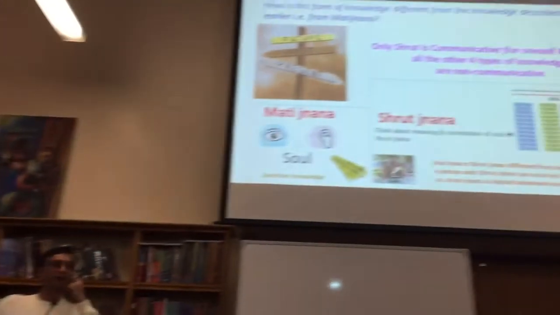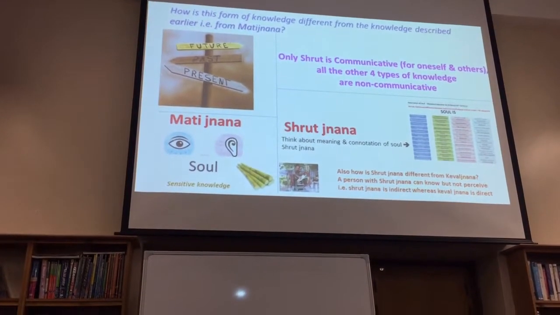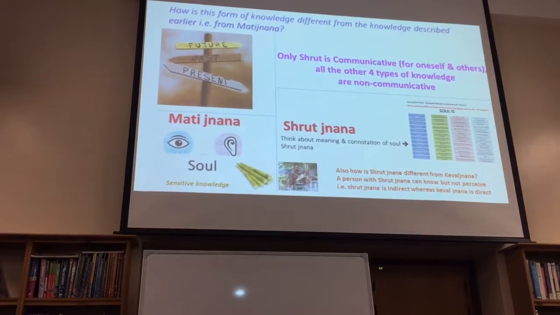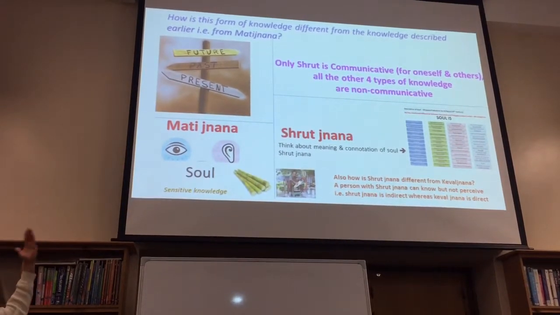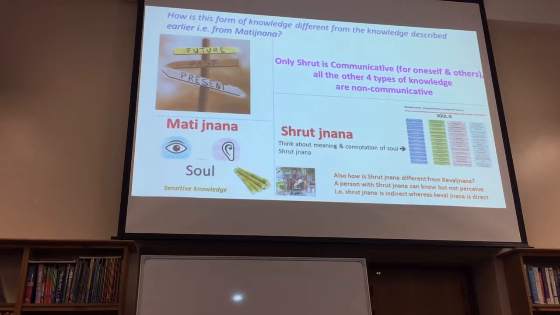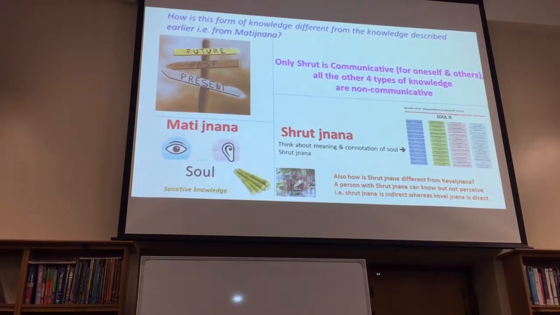Soul is written, so you can see it. It's written as Atma, and you can hear it. If I say soul, you can hear it. So that is the domain of Matignan. You've seen it, you've heard it, and that's basically where it stops. That's where Matignan stops. Now you start thinking Atma, soul.